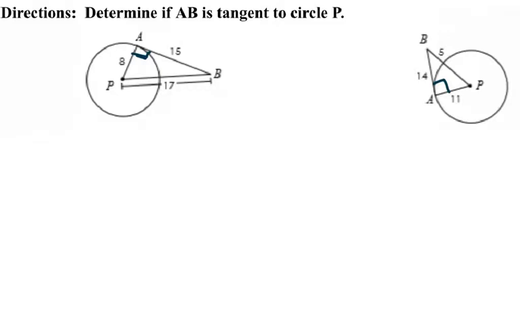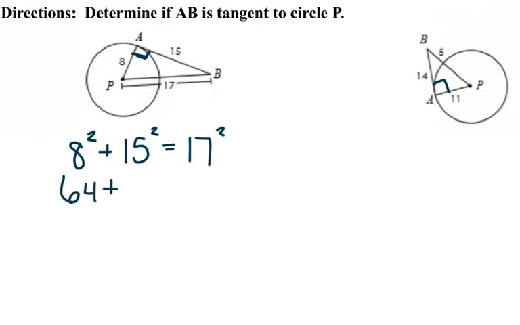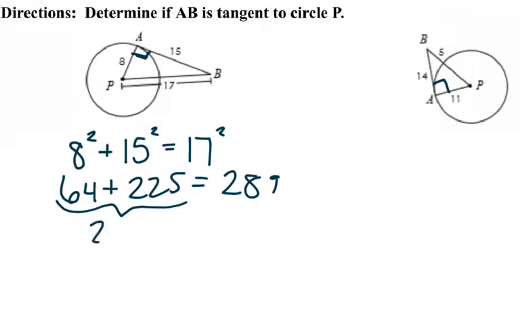So here's what the theorem says. A leg squared plus another leg squared equals hypotenuse squared. Remember, hypotenuse has to be the biggest side. So we're just going to see if this is actually true. So 8 squared is 64, 15 squared is 225, 17 squared is 289. If I add these two together, I do in fact get 289. So yes, that line is tangent to the circle because it makes a right angle.